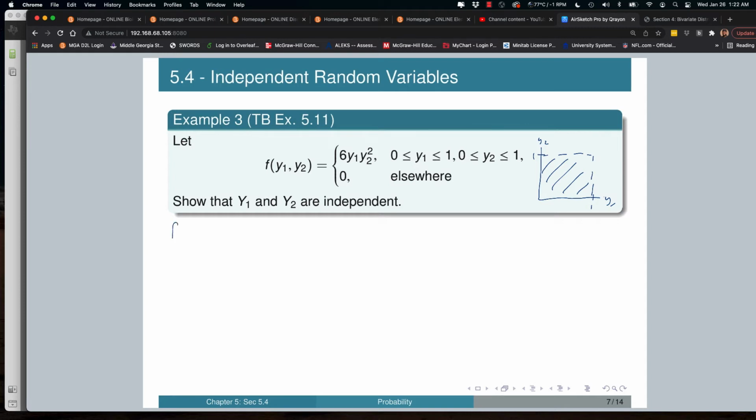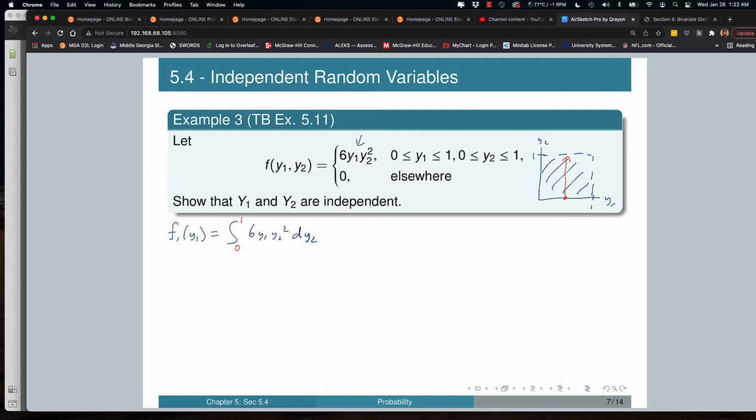And so I first need to find f sub 1 of y sub 1, which in this case is going to be the integral of that function here, 6 y sub 1 y sub 2 squared, integrated with respect to the y sub 2 variable. Remember, to find the marginal distribution functions for continuous, when you find f sub 1 of y sub 1, you integrate with respect to the opposite variable. So it's always the opposite. All right. So we just need to figure out the limits of integration, which are pretty simple with this particular problem. If we go in the y sub 2 direction, we're going from 0 up to 1.